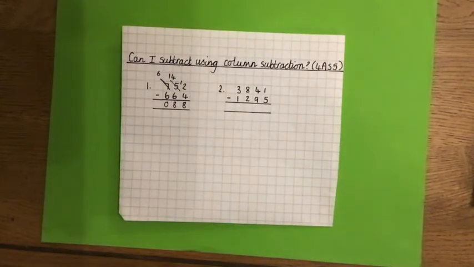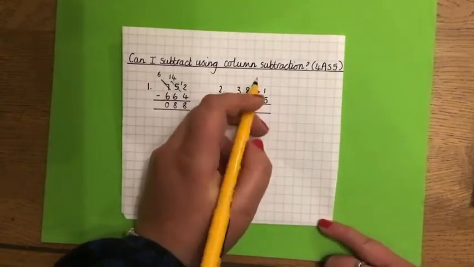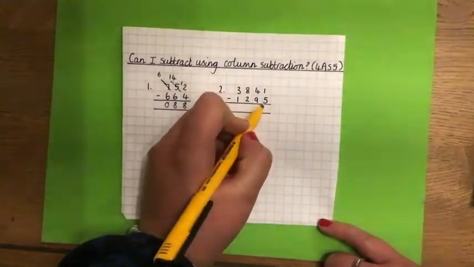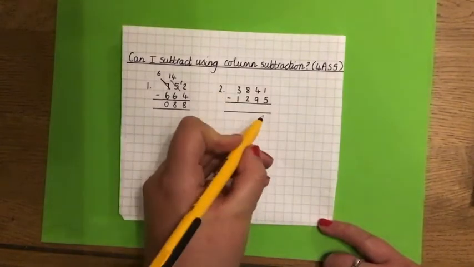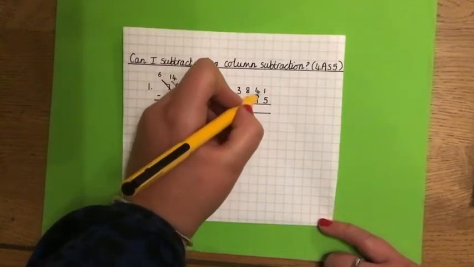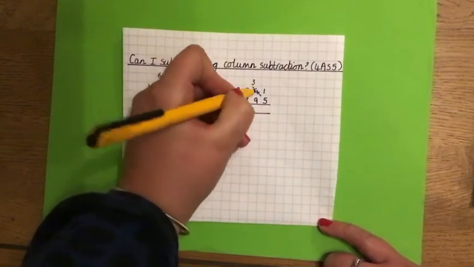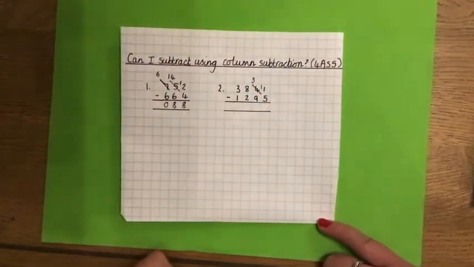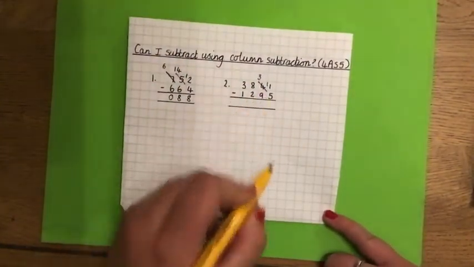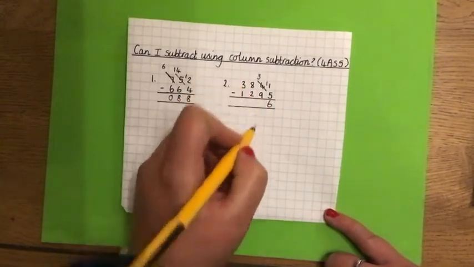Okay, moving on to number 2. Here, again, I'm starting with my ones, and I'm going to do 1 take away 5, which I know I can't do. So more exchanging is needed here from the tens column. So I'm going to now make that into a 3 and carry the 10 that I've just stolen. So now I've got 11 take away 5, which is 6.